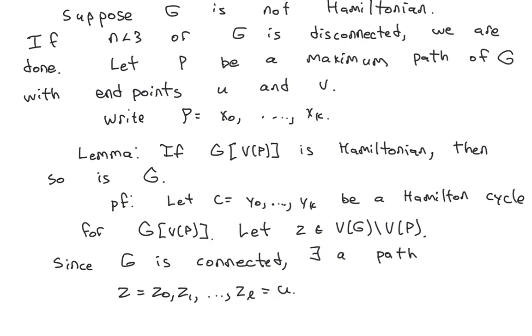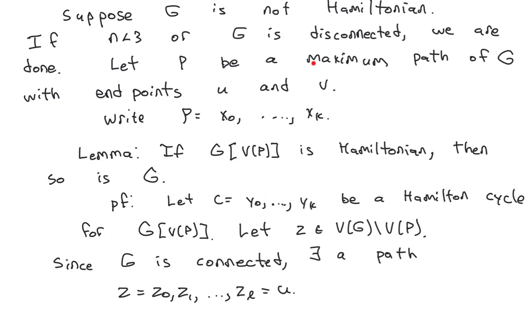So first, suppose G is not Hamiltonian. If you have fewer than 3 vertices, or G is disconnected, we have nothing left to show, because those are 2 of our 3 conditions. So we're going to suppose then that n is at least 3 and G is connected, and then we want to show our other 2 conditions hold. That there's a vertex whose degree is less than half the number of vertices, and that there's a pair of non-adjacent vertices where the sum of their degrees is less than the number of vertices. And so here's going to be our strategy.